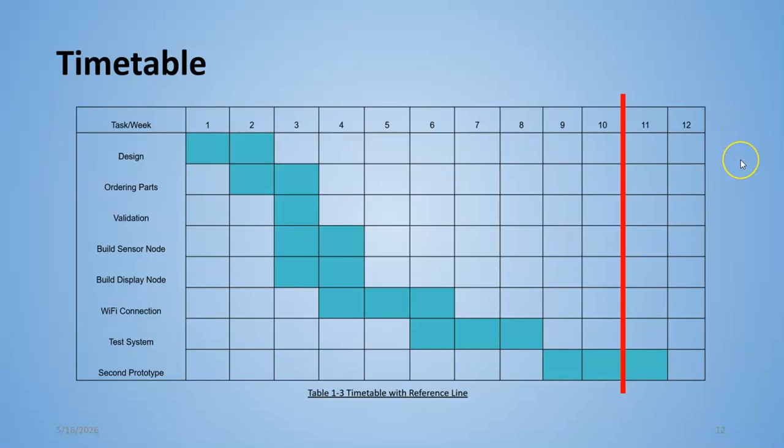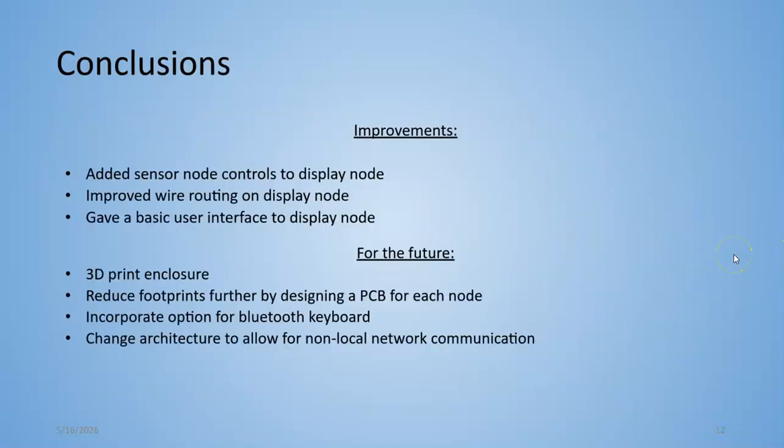Now, as you can see here, we have our timetable. This red line here indicates where we are at. We are at the end of week 10 here. So I have already made my improvements on the second prototype. I have another week to make any improvements I may think of before focusing with this last week on the reports and presentations for the final for this class. So the improvements, just to reiterate, I've added sensor node controls to the display node. I've improved the wire routing on the display node and gave a basic user interface to the display node.